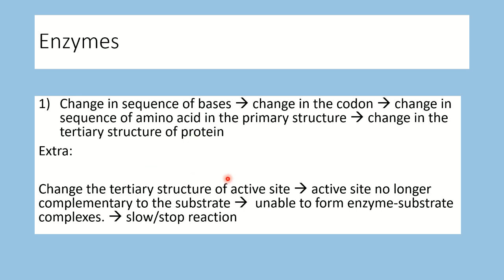So we know that the main important part which makes the enzyme functional or non-functional is the active site. So a change in the structure of the active site has to be mentioned. And then you have to explain what that means as an outcome. The outcome is the active site is no longer complementary to the substrate. So therefore, you cannot form enzyme-substrate complexes, and that will slow or stop the reaction.